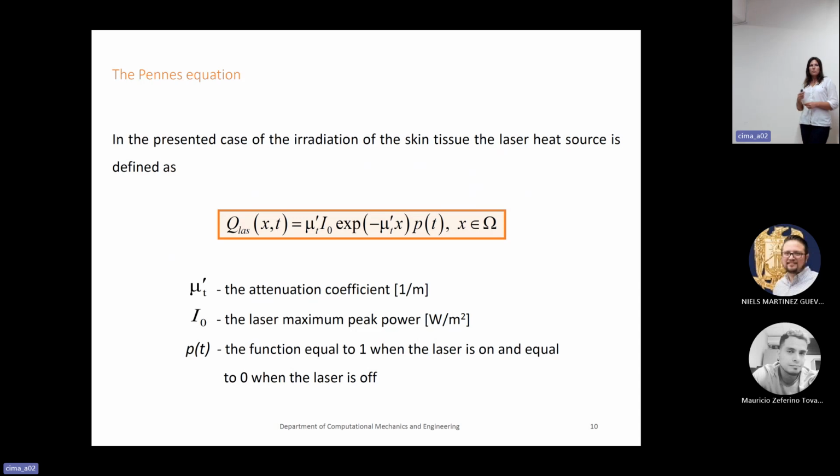Here we have 4 parameters: the attenuation coefficient and the laser maximum peak power. And also we can make it more complicated. So the attenuation coefficient can also be dependent on the Arrhenius integral.